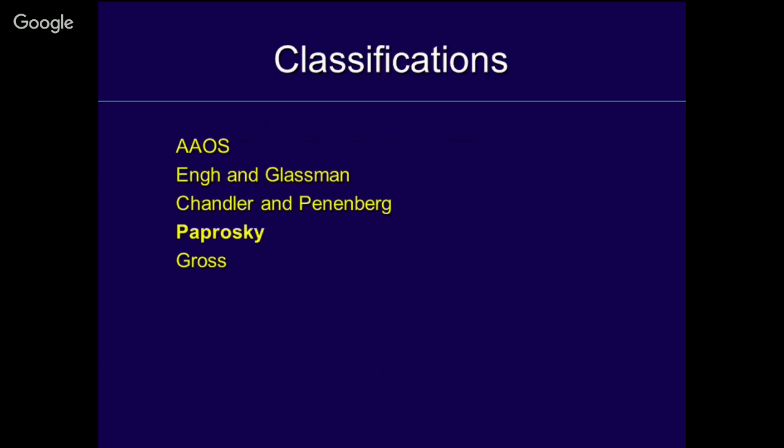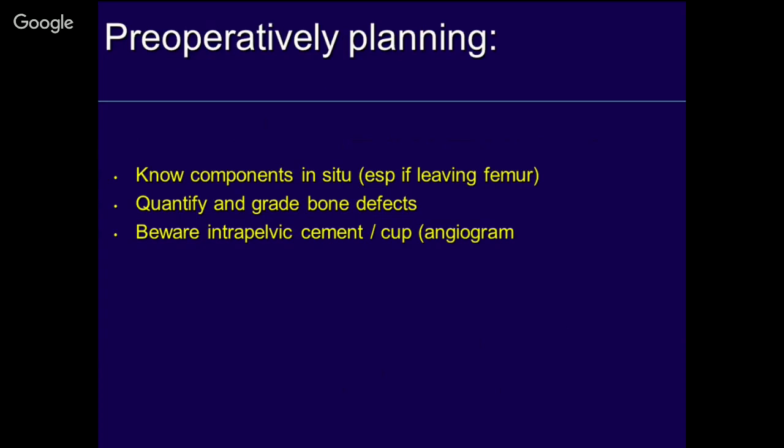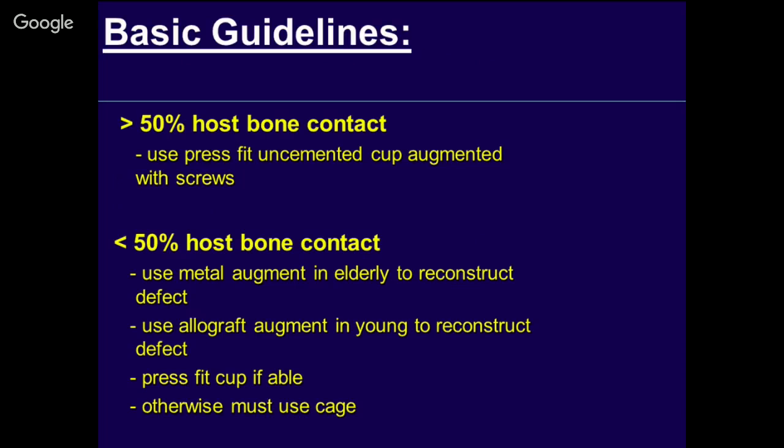That is very easy. So the principle of acetabular reconstruction: we have to restore the center of rotation, restore the central acetabular integrity, ensure component containment, and secure it firmly. For the preoperative plan, know the components in situ, the quality and grade of bone defects, and if there is intrapelvic cement or cup, then we need an angiogram. The basic guideline is, if there is more than 50% host bone contact, we use a press-fit uncemented cup, and the rest of the defect can be augmented with screws.